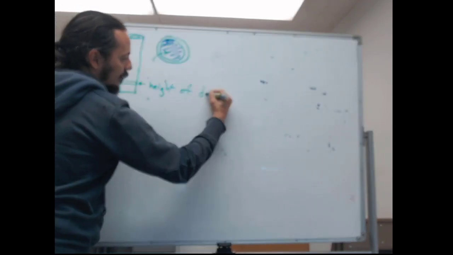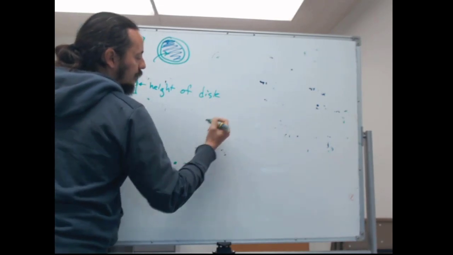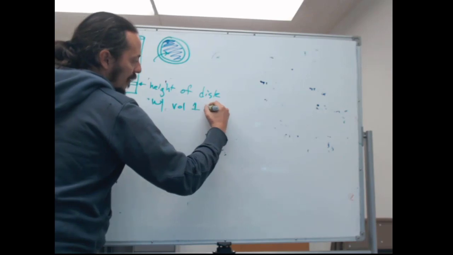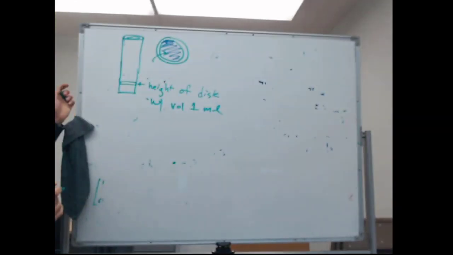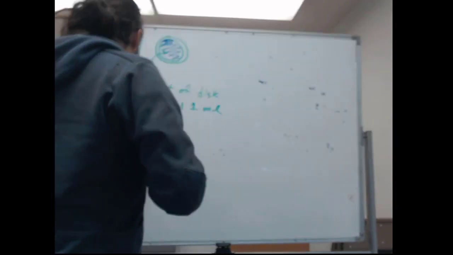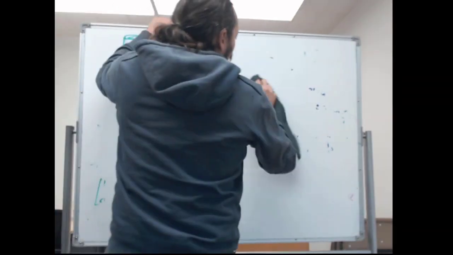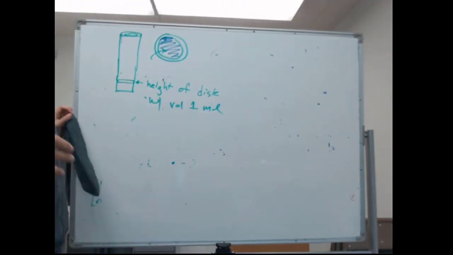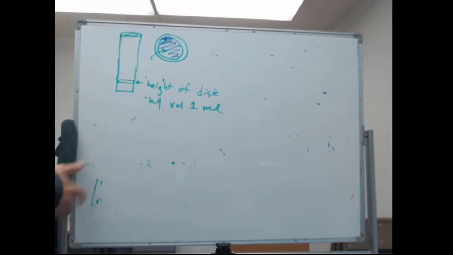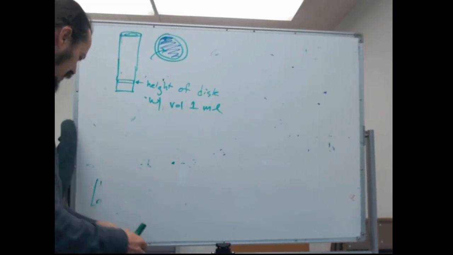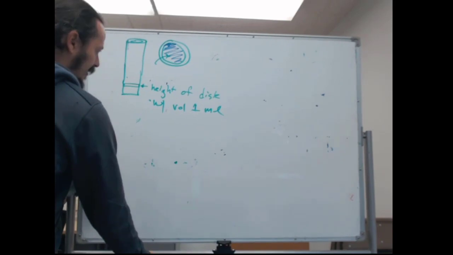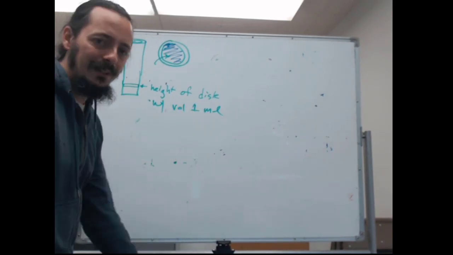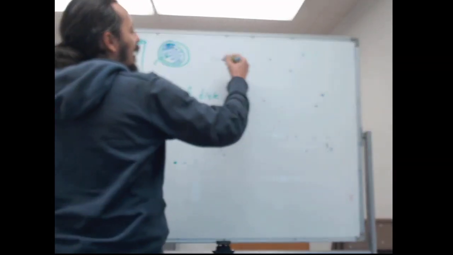It's essentially asking us to find the height of a disc that would be 1 milliliter of volume inside the graduated cylinder. So essentially what we have to do is use the information in the problem to find the area of the disc and then figure out what that missing height component is. One of the important definitions that we'll be using in this problem is the fact that 1 milliliter is defined by centimeter cubed.